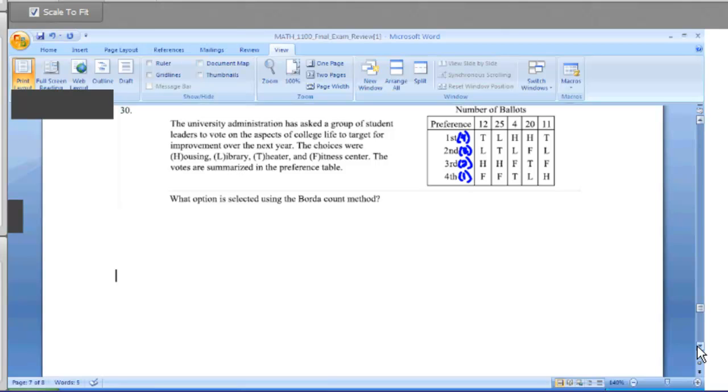So let's look at how many wanted the theater. For the theater, we've got 12 with first place, so those are worth 4 points apiece. 25 that have it as their second choice, or 3 points apiece. 4 that have it as their fourth choice, or 1 point per vote. 20 that have it as their third choice, or 2 points per vote. And 11 that have it as their first choice, so 4 points per vote. Then we add all that up, and we get 211.